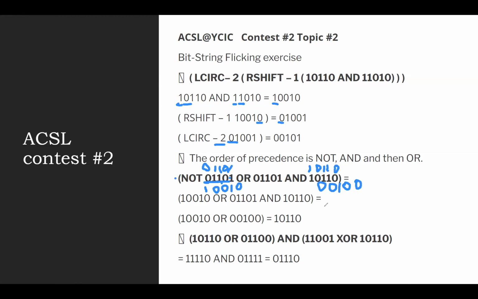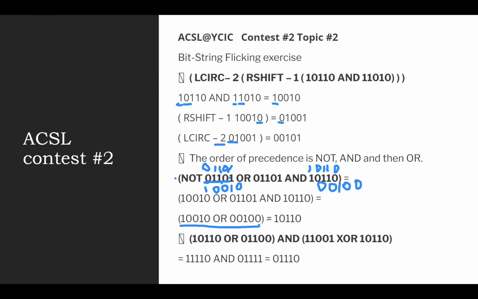Okay, so now that we did the NOT and the AND, now we have to do OR. So when we do the OR, it's with the new values after performing the NOT and the AND. So we have down here 1 0 0 1 0 OR 0 0 1 0 0.